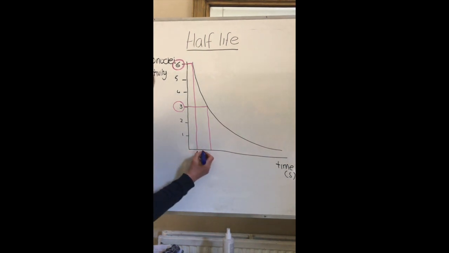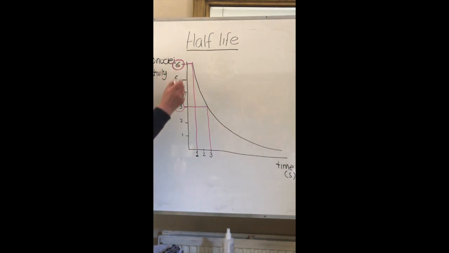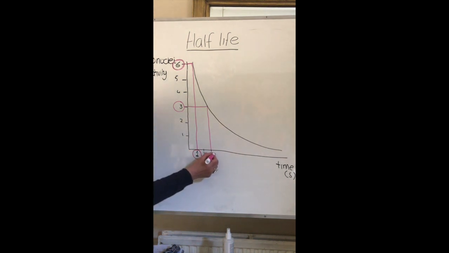And let's pretend that's 1, 2, 3 on my time axis. So remembering the definition of half-life, it was the time it takes for the activity or the number of nuclei to decay by half. We know that at 1 second there was 6 and at 3 seconds there were 3, so the time it took for that to halve was the interim period between 1 and 3, which is 2 seconds.